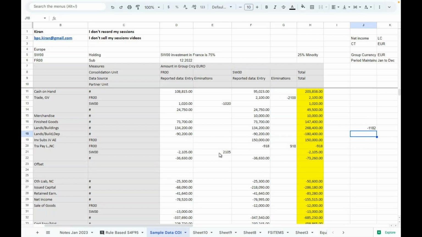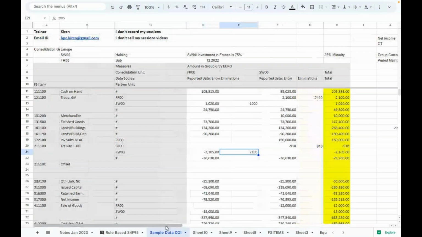And also we have some other difference, this 5 difference. I have not posted this 5 difference, right? Including that 5 difference, it is 1187. So there is a €5 difference, right? That also we need to consider. So here you have to post the offset. So I'm offsetting this with this 5.